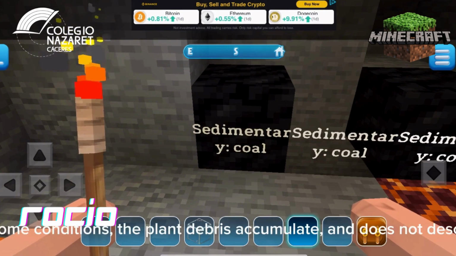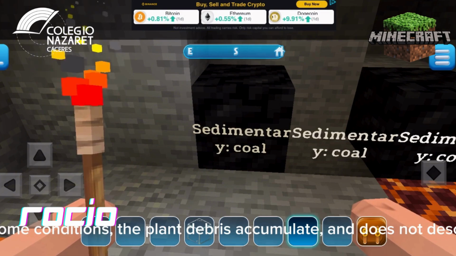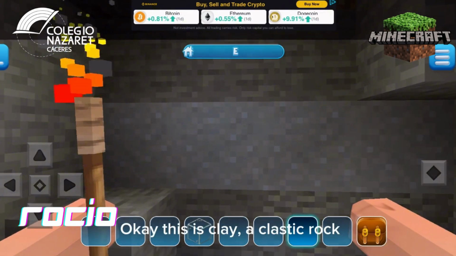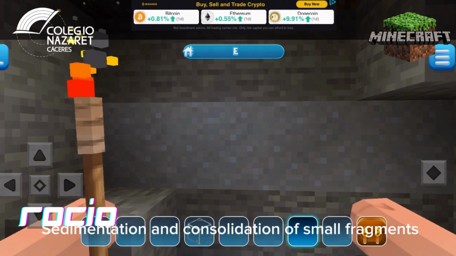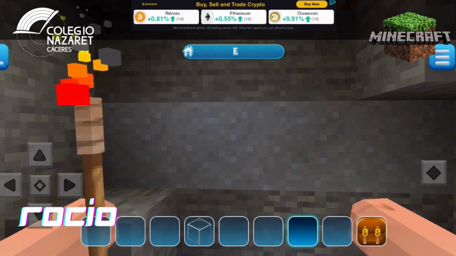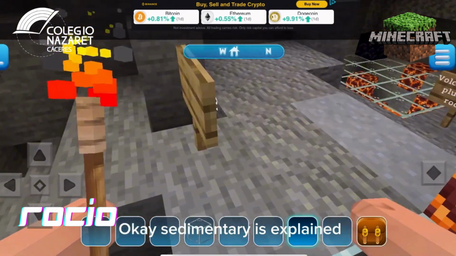Under some conditions, plant debris accumulates and does not decompose. Okay, this is clay, a clastic rock. Sedimentation or consolidation of small fragments forms clay. Okay, sedimentary is explained.